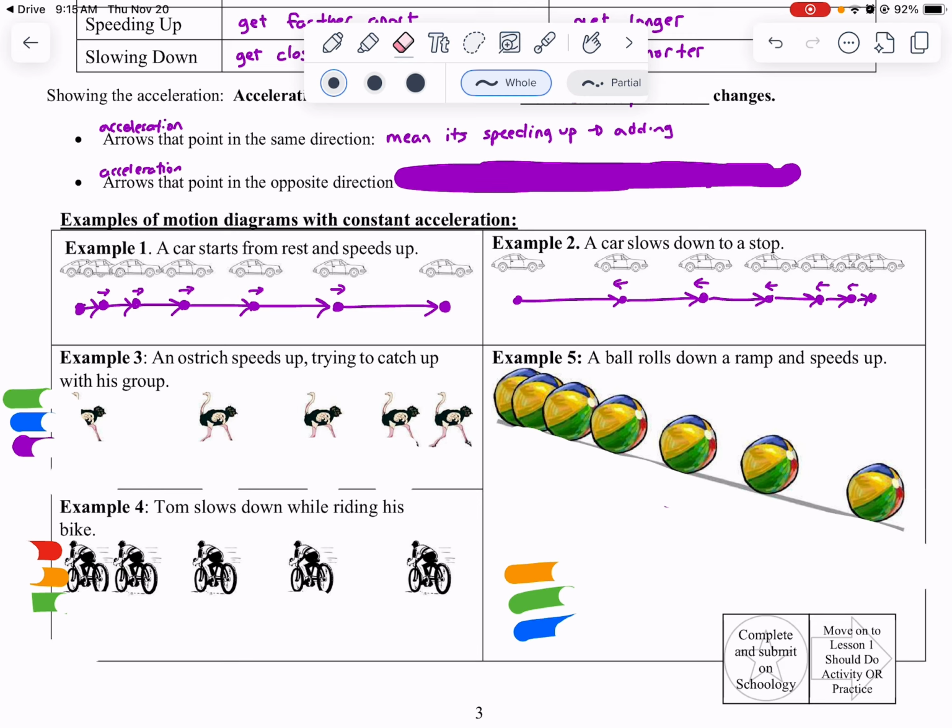Okay. So just like before, this little arrow is making this arrow shorter, and this one is making this arrow shorter, and so on. So it's doing the opposite of what these arrows were doing. These arrows are getting longer, these are getting shorter. Adding, subtracting. So when they point in the opposite direction, that means our object is slowing down and we're taking away from the velocity.